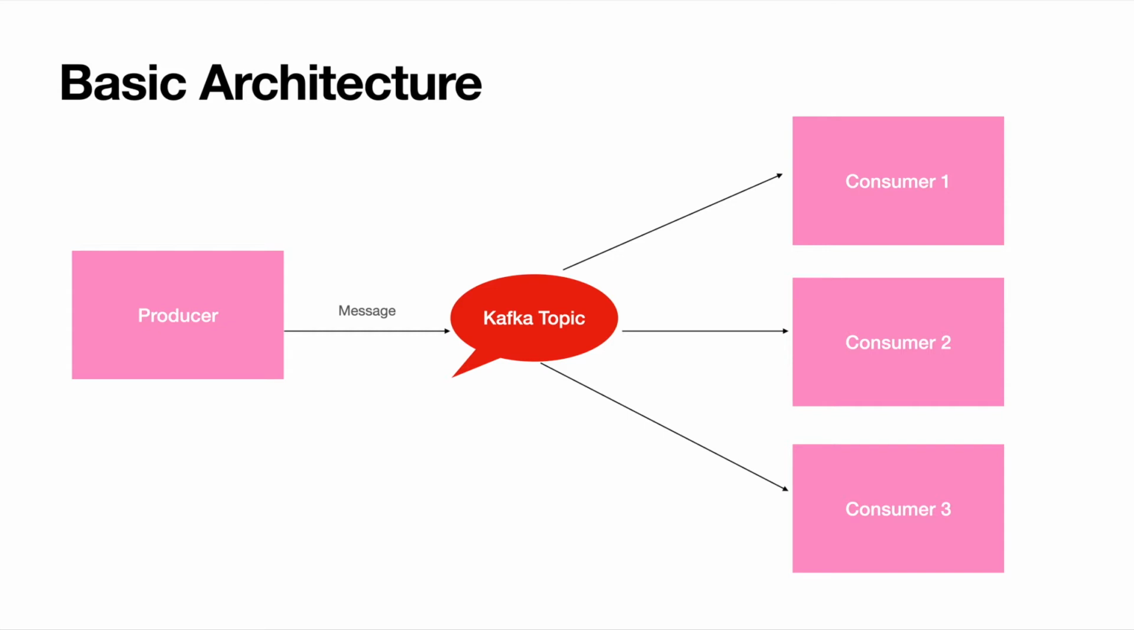And then you have consumers. The consumers can read from this topic. You can have multiple consumers. In this case, we have 3 consumers, and each of them are independently reading from the topic. So they'll have their own offset, and they're gonna read at their own speed. They don't need to depend on each other.